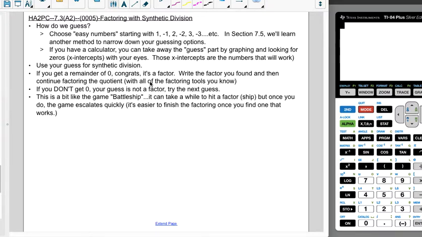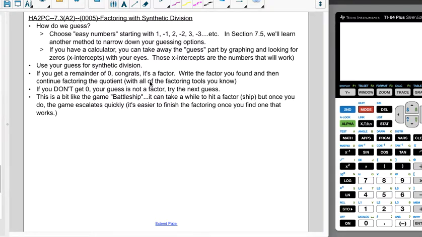The other way to guess is to take the guess out of it. If you have a calculator, you can graph the function and then use your eyeballs to see what values should be zeros of that function. Like, what are the x-intercepts? Oh, hey, there's an x-intercept at 5. Great, I'm going to do synthetic division with 5. So you didn't really guess, you just knew that 5 would work.